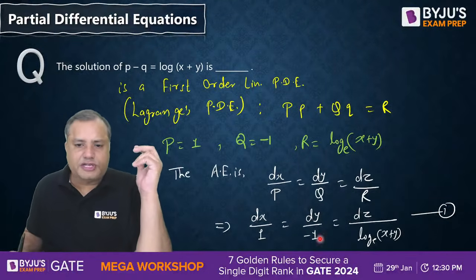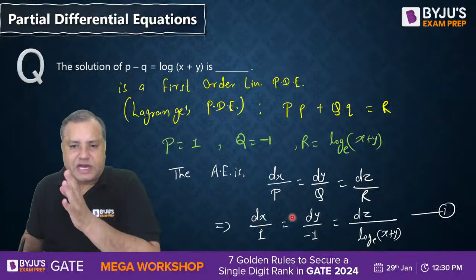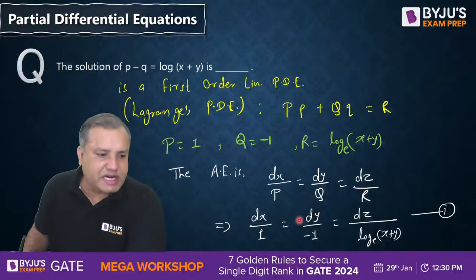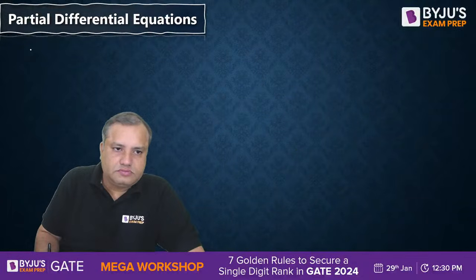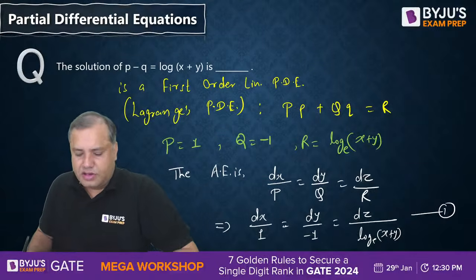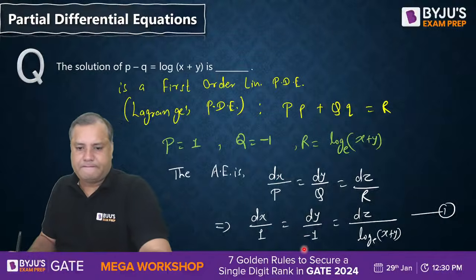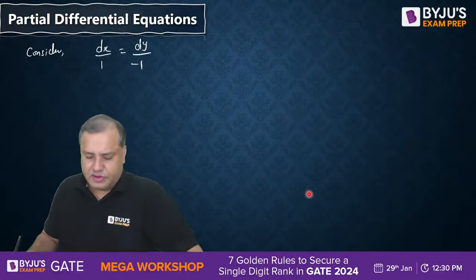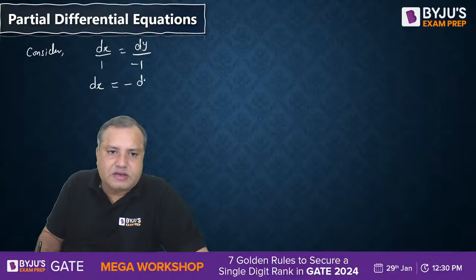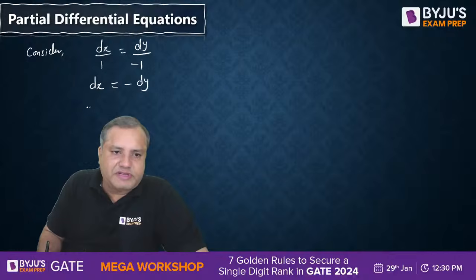Now we will consider two ratios at a time. I will consider the first and second ratio from equation 1. dx by 1 and dy by -1. Now this can be written as dx minus dy, which can be further written as dx plus dy equal to 0.